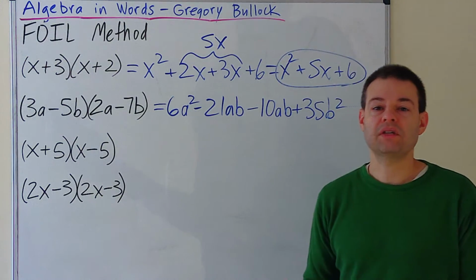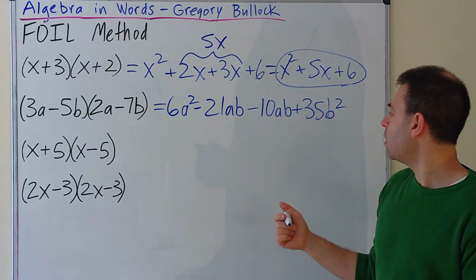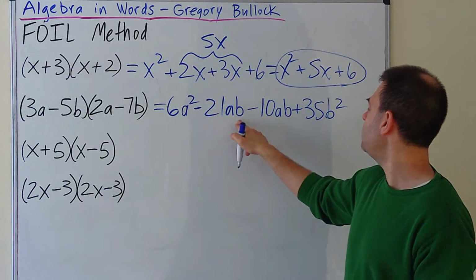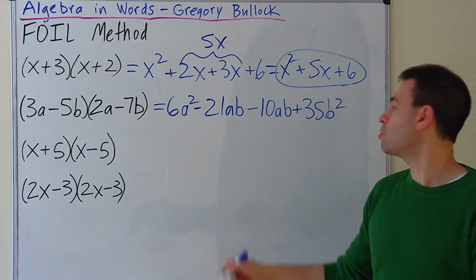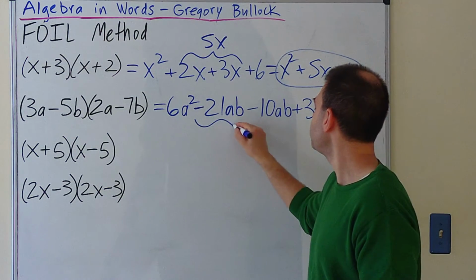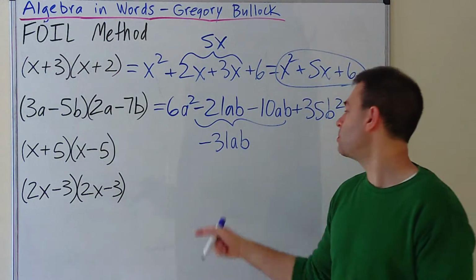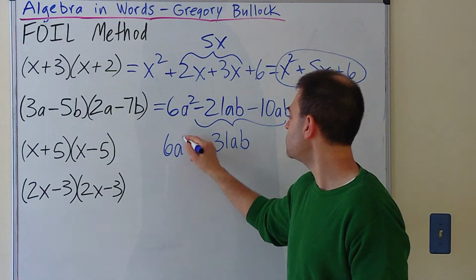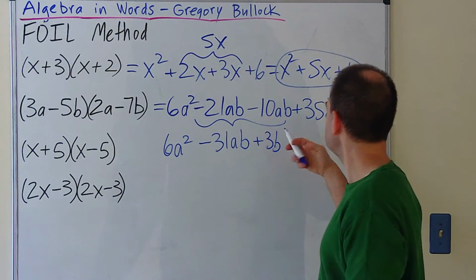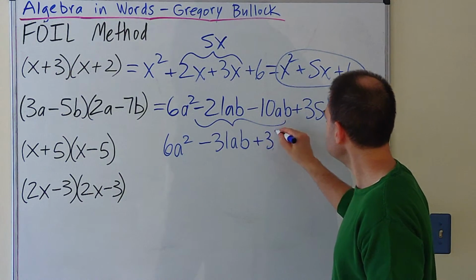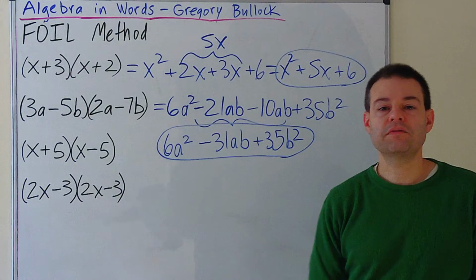We're almost done. We should read back through and see if there are any like terms. If we look at the middle terms, similar to the last problem, there are. The middle terms are negative 21ab and negative 10ab. When we combine them, we get negative 31ab. I'm just going to rewrite the other terms below so it's all together: 6a squared minus 31ab plus 35b squared. And that's the FOIL method.